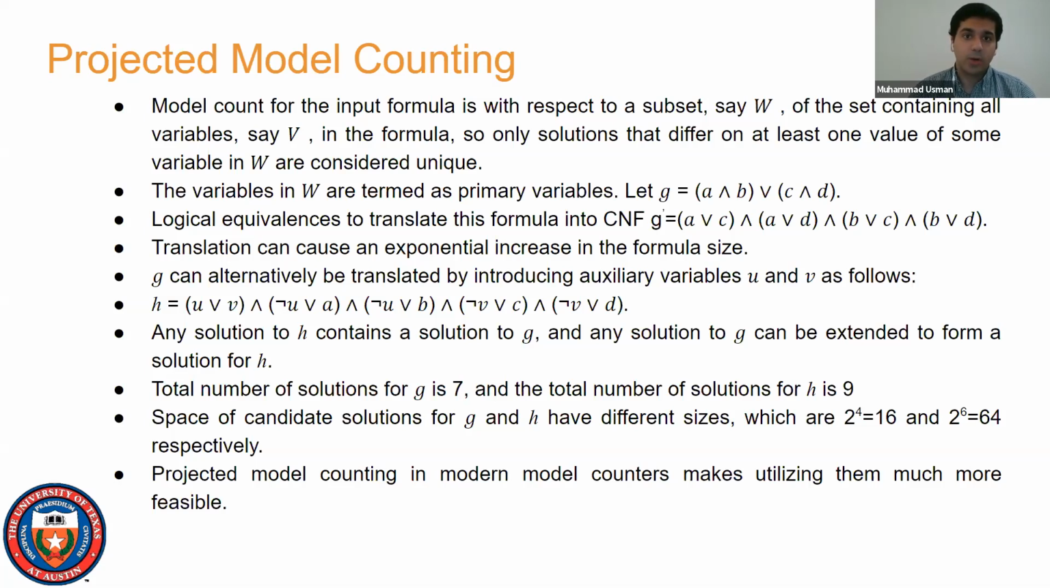So projected model counters basically project the model counts on the original variables A, B, C, and D, which we call the primary variables, and that's how the count also remains the same, and we also don't get an exponential increase in the formula size. So that's how projected model counting works.